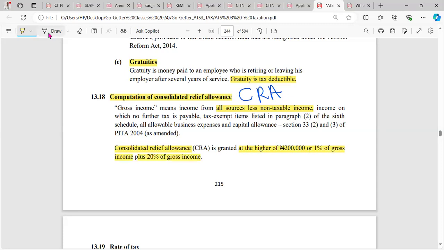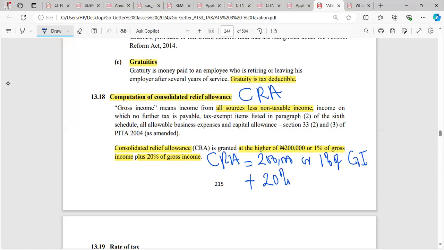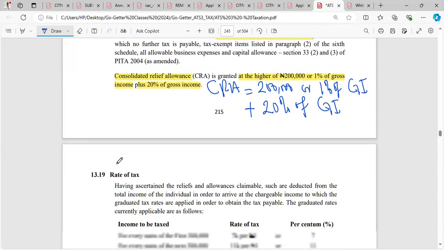So what it means is this: when you are calculating your CRA, you will need to first of all compare 200,000 naira or 1% of gross income. Whichever is higher, you pick. Then plus 20% of gross income. That's it. We'll see an example later.